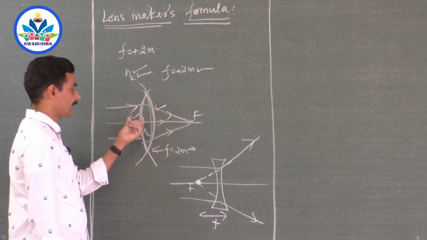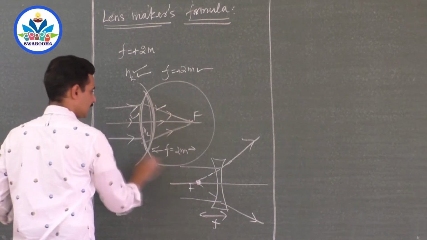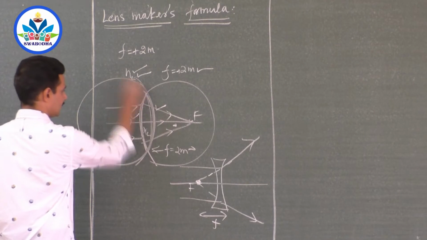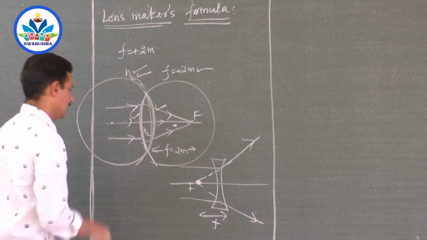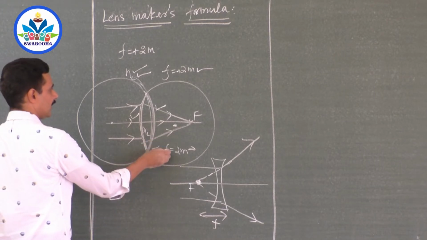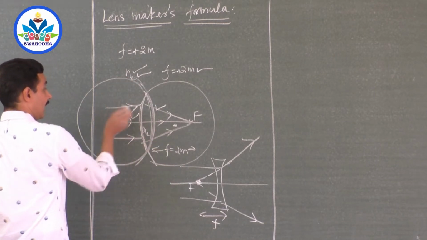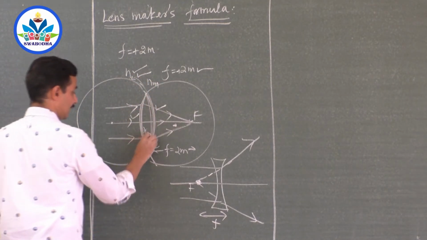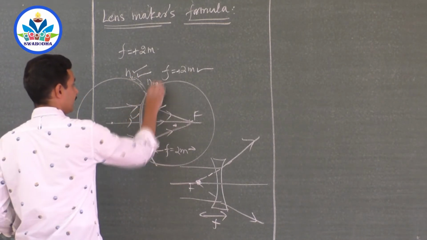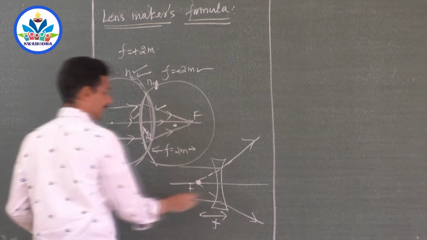And if we want to select this R1 and R2, the radius of this, the center will be here. Radius of this, the center will be here. What should be the radius given to both the surfaces? Then you have to connect focal length, refractive index of the lens, as well as the surrounding medium also. So I will call this N2, refractive index of the lens. Refractive index of the surrounding medium, I will take it as N1.